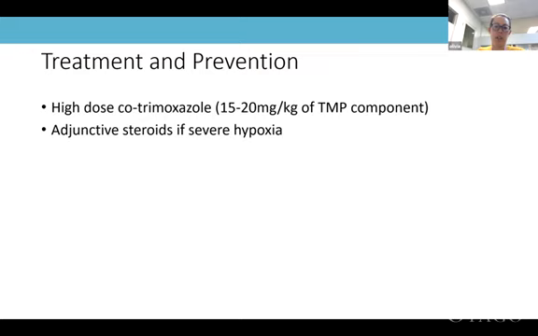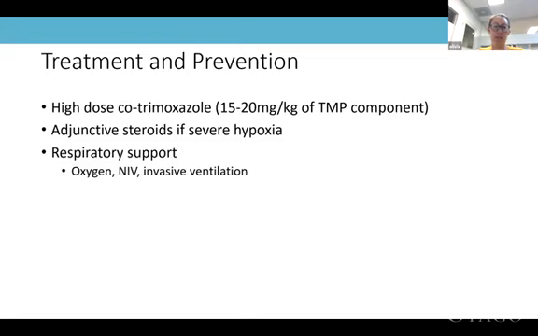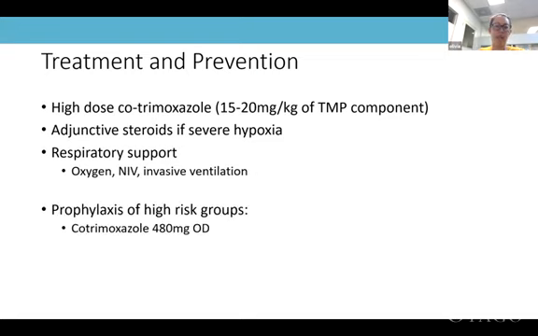If they've got severe hypoxia, so less than sort of 92% on room air, then there is some evidence for giving adjunctive steroids, and that's to help with the inflammatory component of the pneumonitis, and then support their respiratory state, so oxygen, non-invasive ventilation, invasive ventilation if they need it.